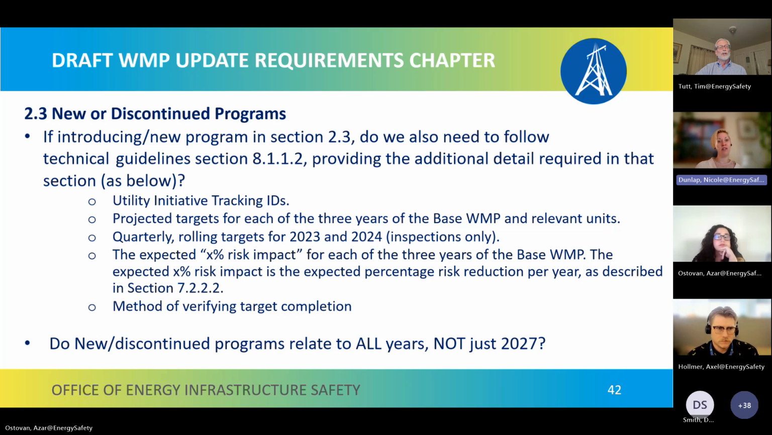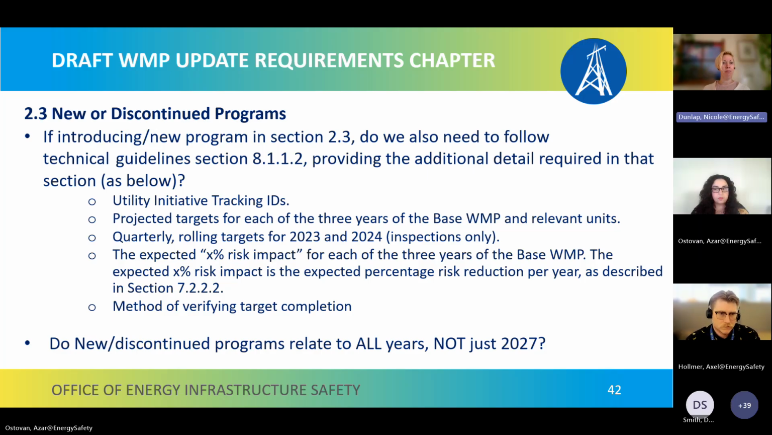So the list here, yes, if you've created a new program, we want a tracking ID, we want relevant targets to that. The years 23 and 24 in that third sub-bullet don't really apply for the 26 to 28 plan, but generally try to include as much of the required information as the technical guidelines ask for in the WMP update for your new programs.